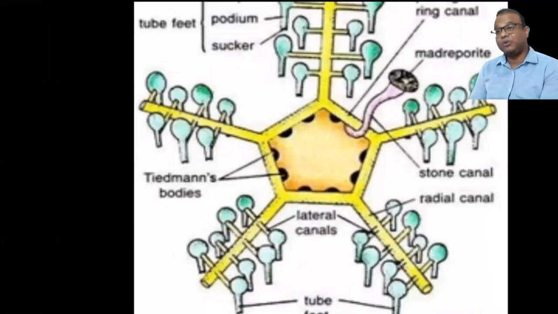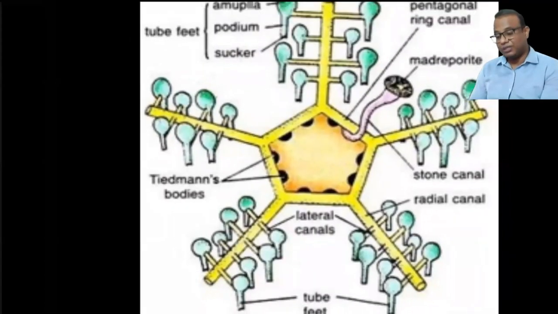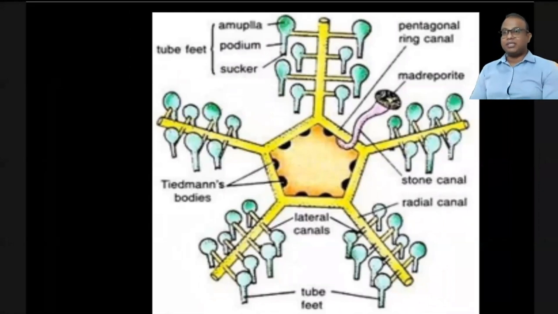Right, so here you don't have an outline of the starfish. It is just the canal system that you see in the starfish. So this is the madreporite through which water enters into the ring canal. From the ring canal, water enters into the radial canals. So these radial canals are in the arms of the starfish. And from each radial canal, there is a horizontal tube here. Do you see that horizontal tube?